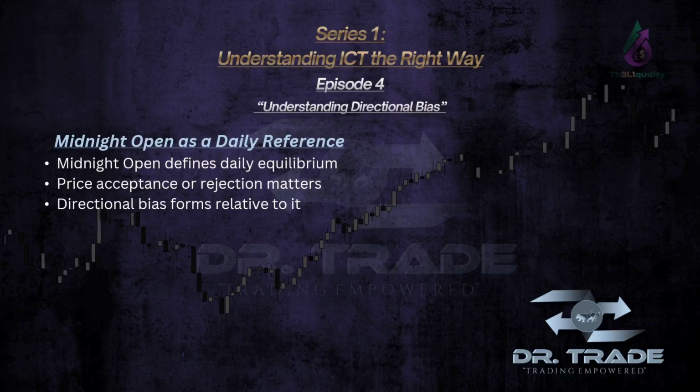The midnight open as a daily reference. So in forex, a new trading day starts at 5 p.m. New York time. That's when the daily candle opens. For indices and commodities, the daily candle opens 1 hour later at 6 p.m. New York time. Price trades for a few hours after it opened. Then at midnight New York time, things begin to change. This is what ICT calls the true start of the trading day. This is when the algorithm kicks in and starts doing its work.